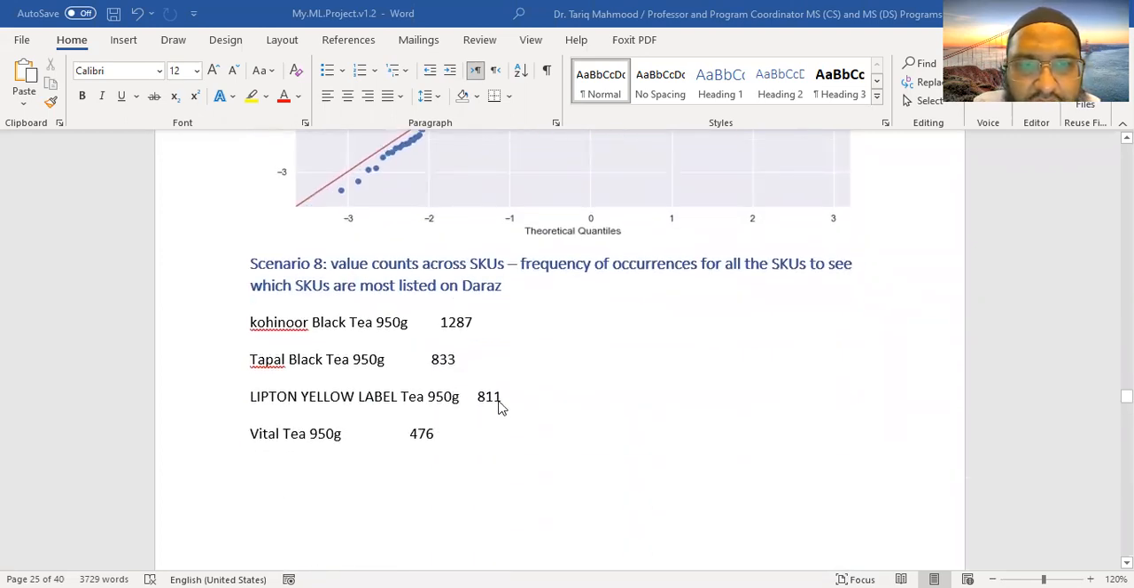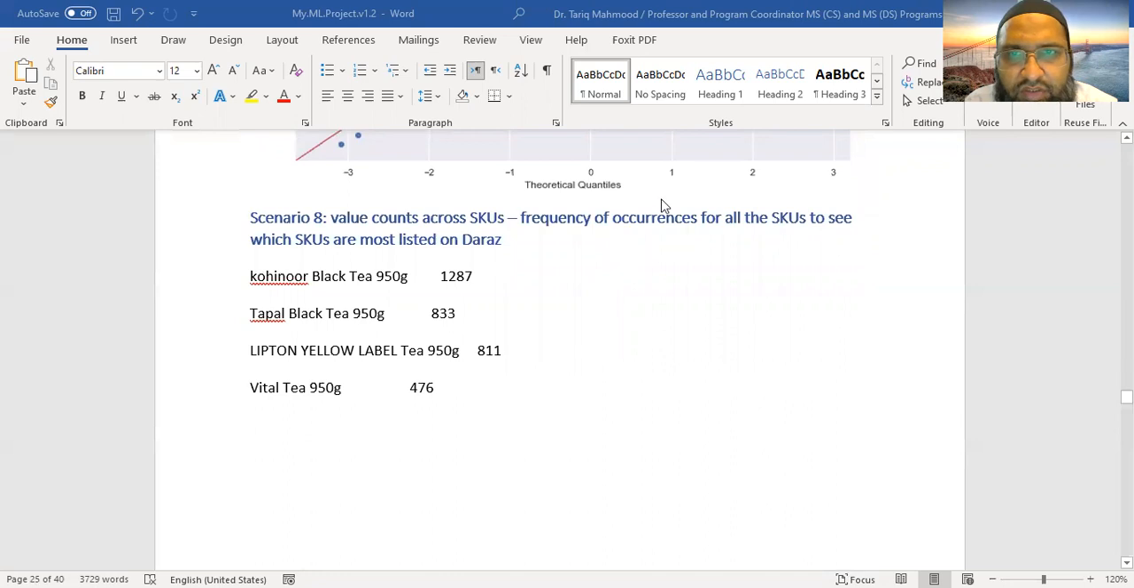Yeah. So the value counts here. We have 811 instances of this, and the value counts for Vital are not that much. It's almost half of Tapal and Lipton, and for Kohinoor we have the maximum. Now that's pretty strange. Frequency of occurrences for all the SKUs. So which SKUs are listed most? Kohinoor seems to be listed most. That might be because Kohinoor is pushing it.